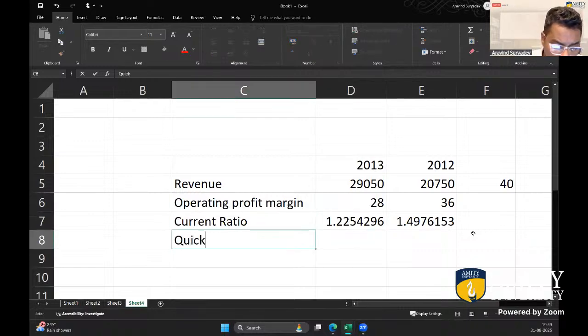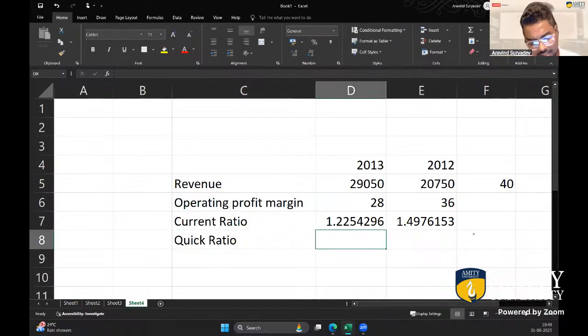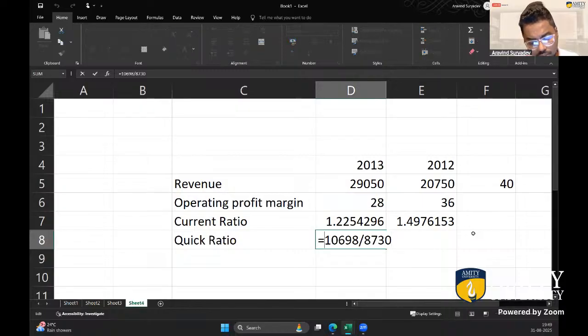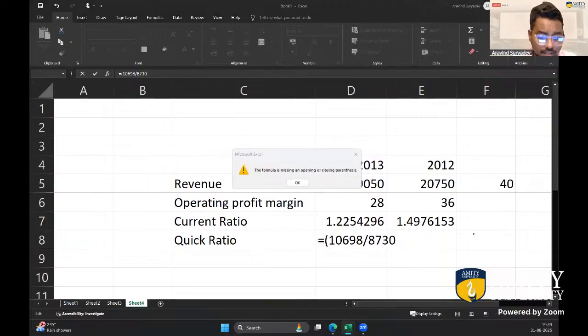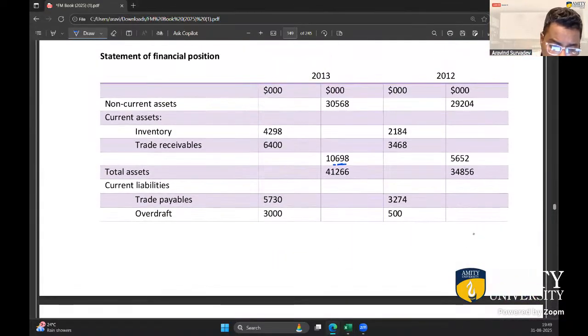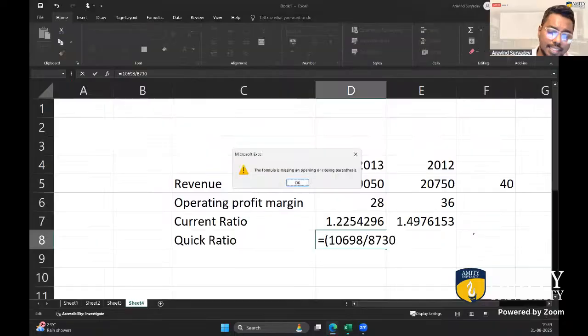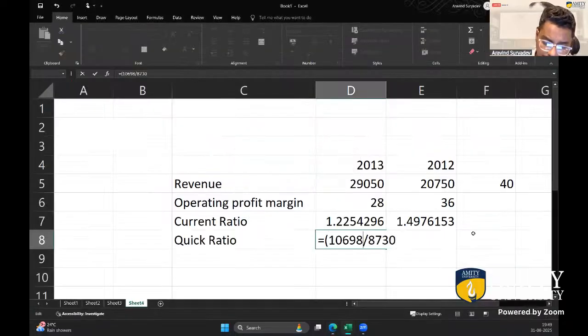Now, what about the quick ratio? Well, the quick ratio uses the same formula, but remember one thing: take out inventory. So how do I take out inventory? How much was inventory? Inventory was 4,298 in 2013.